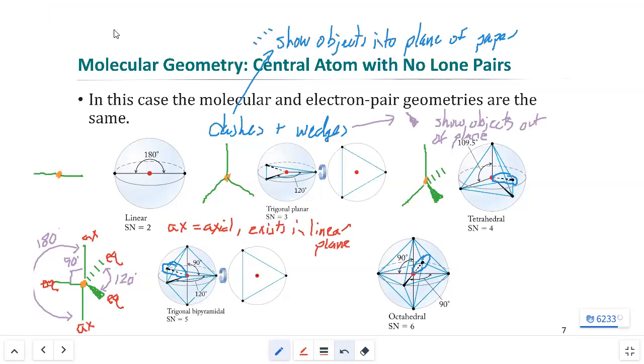Those two positions on the top and bottom, those are referred to as axial positions. Axial positions exist in that linear plane. They are 180 degrees apart from each other, like a line. They are 90 degrees apart from that middle plane.